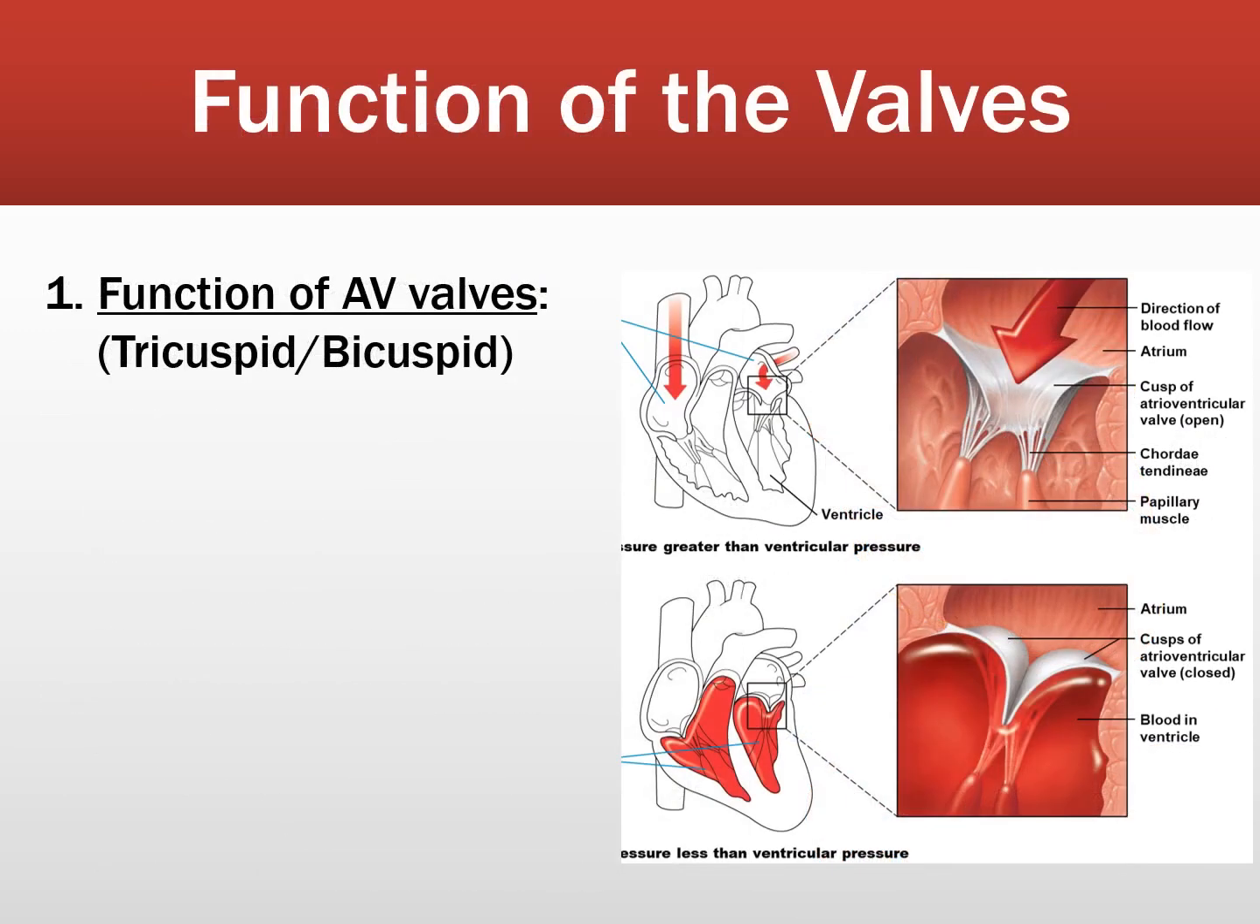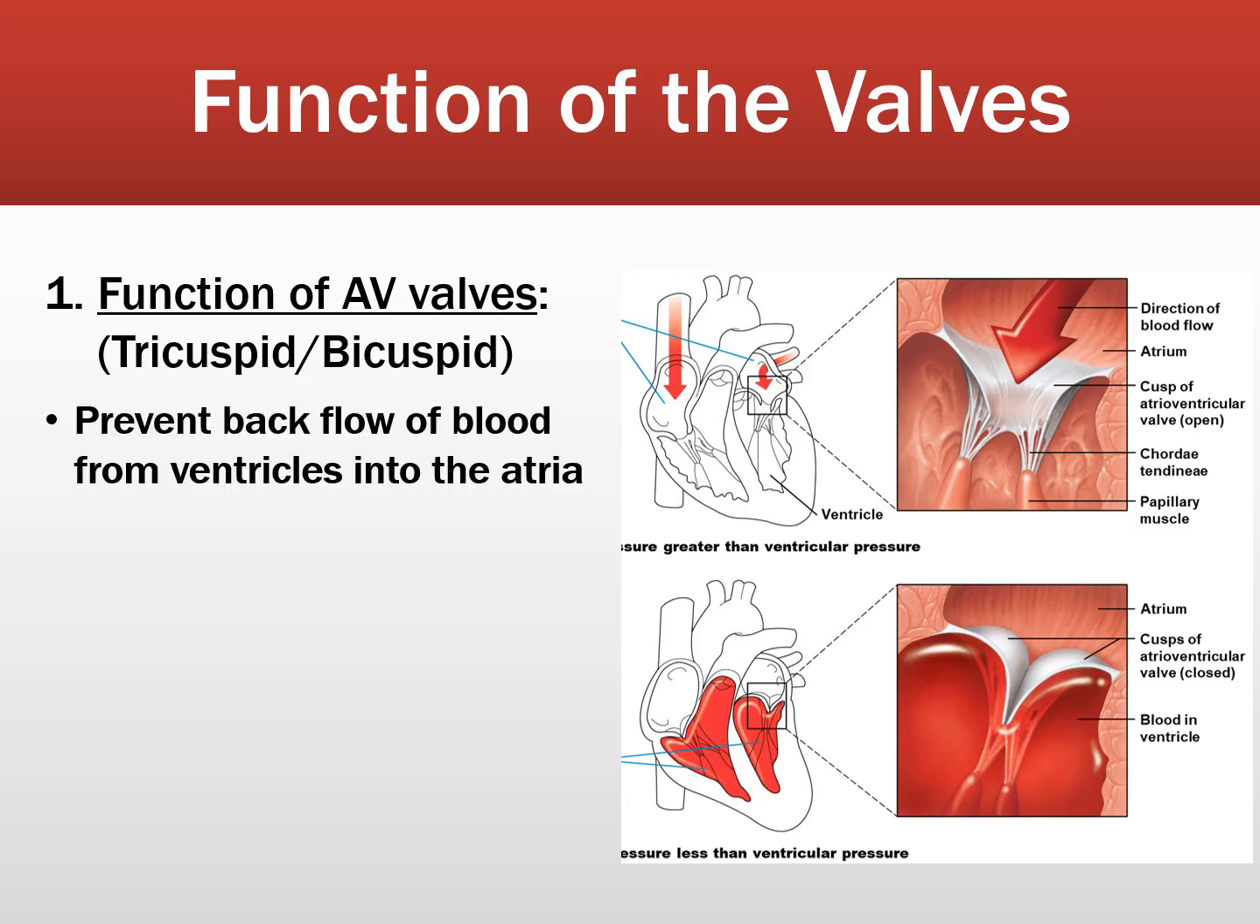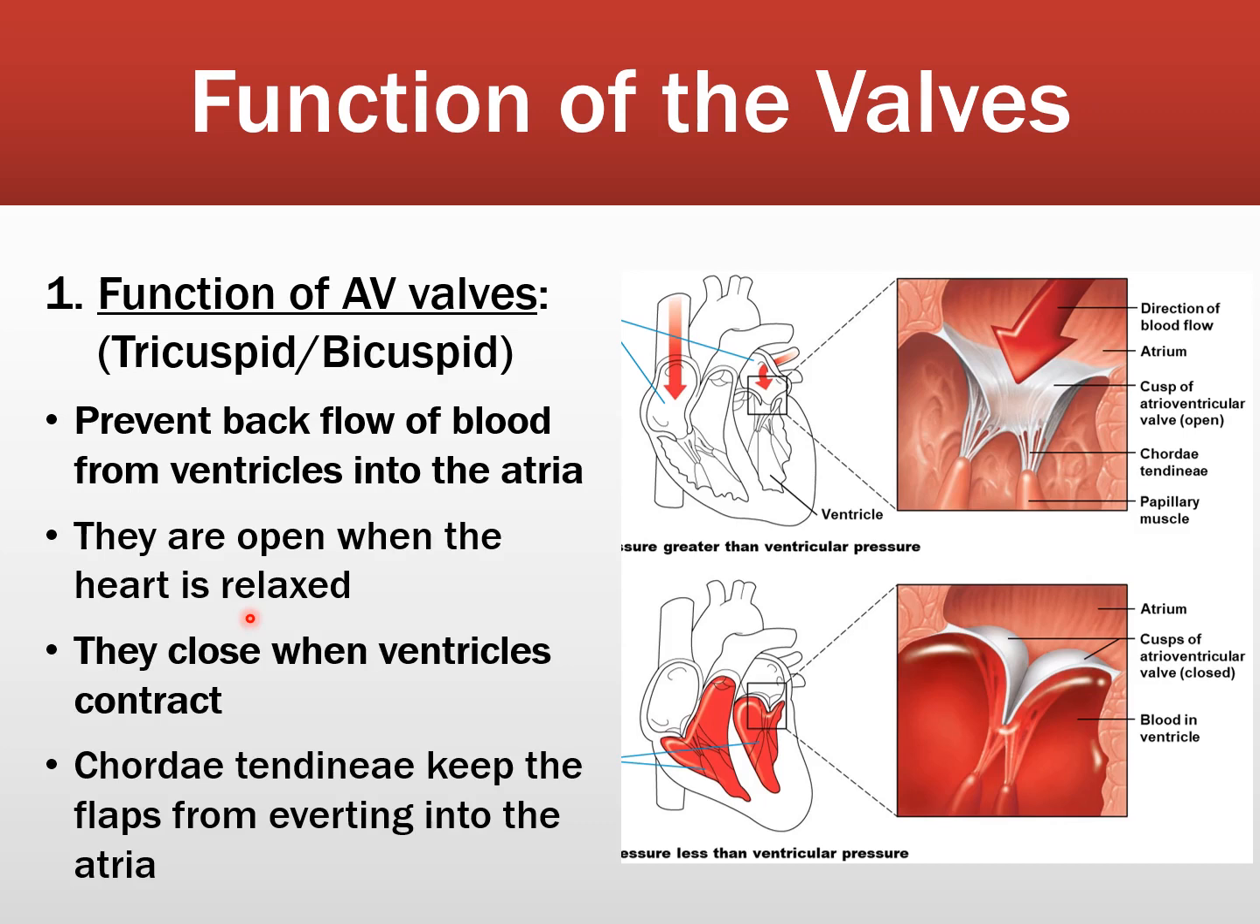So we touched base a little bit about the function of the valves. We don't want that blood to flow back into the atria. So the AV valves, that's their job, the tricuspid and bicuspid valves. So they are going to prevent the backflow up from the ventricles into the atria. So they are open when the heart is relaxed to allow that blood flow from the atria into the ventricles.